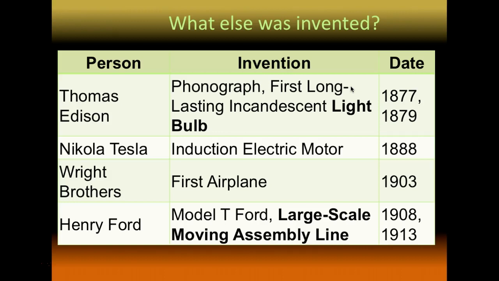The Wright brothers invented the first airplane in the early 1900s. This is 100 years ago, people. This is crazy to think about. And then Henry Ford invented the Model T, the first Model T, and a large-scale moving assembly line.